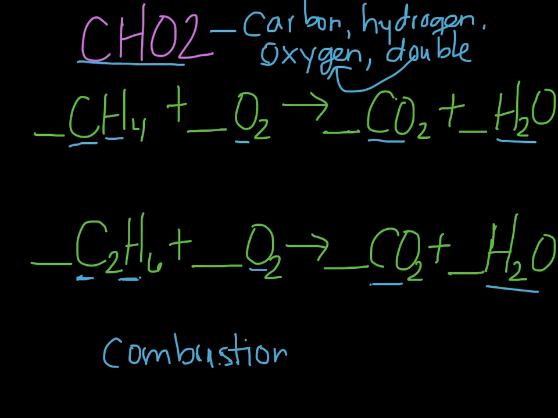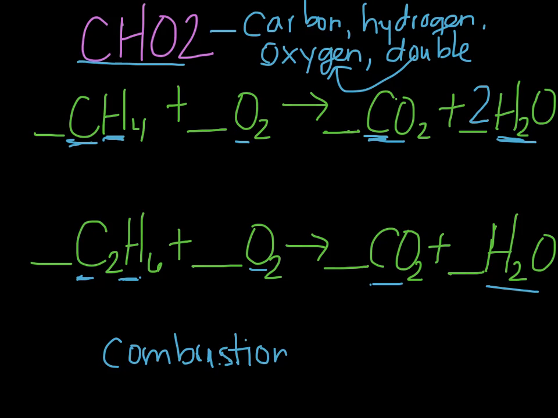So let's work out an example of that. On this first one, we're going to follow the CHO-2. So we're going to make sure first that carbon is balanced. I have 1 on both sides, so it's okay. Now I'm going to look at my hydrogens. I've got 4 on the left side and only 2 on the right side. So I'm going to add a 2 here in order to get 4 on both sides.